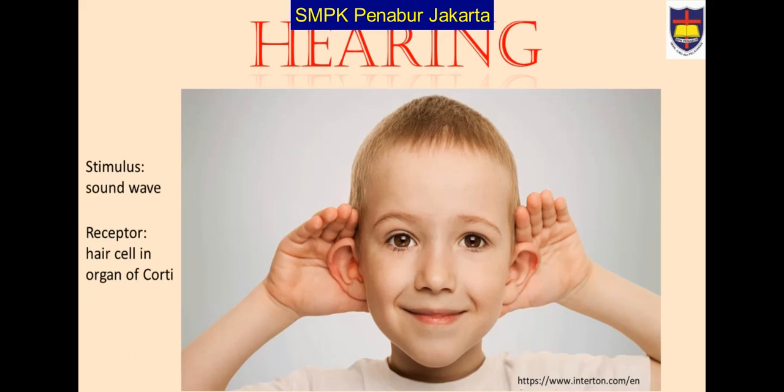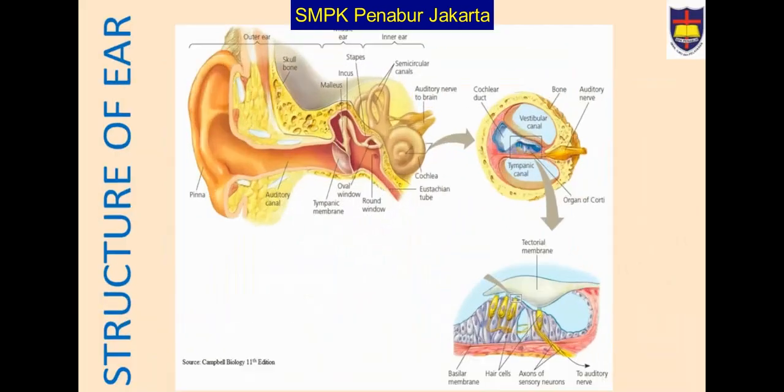Let's see the structure of ear. Ear is divided into 3 parts: outer ear, middle ear, and inner ear. Ear consists of pinna that collects the sound waves. Auditory or ear canal as a channel of sound waves to the tympanic membrane or eardrum. Tympanic membrane is a thin tissue between outer and middle ear.